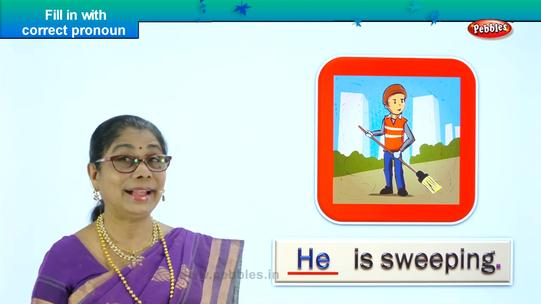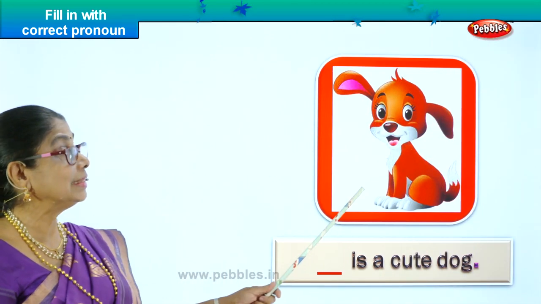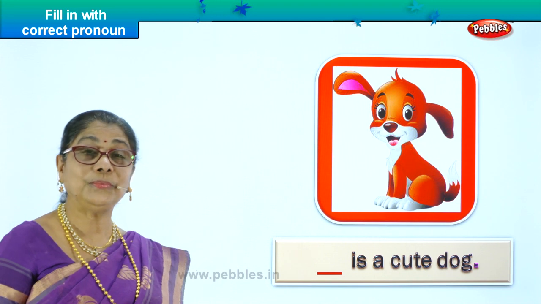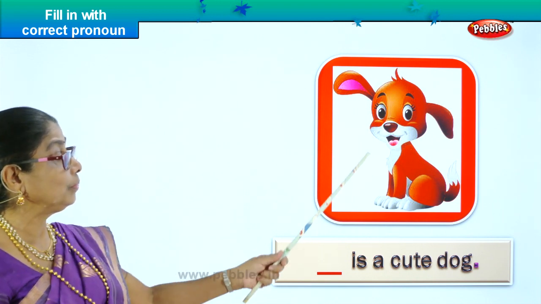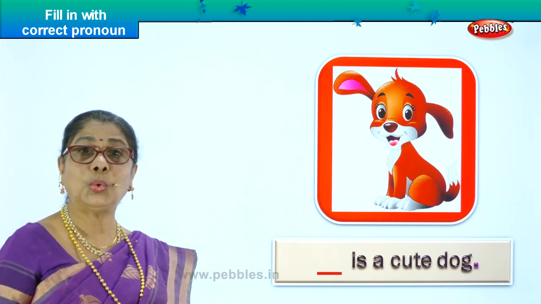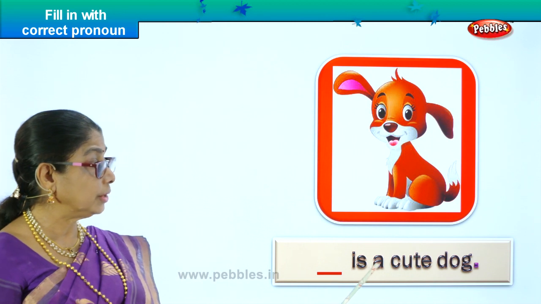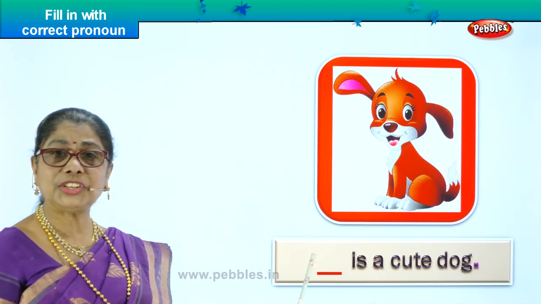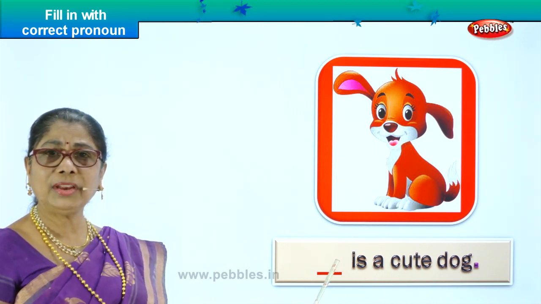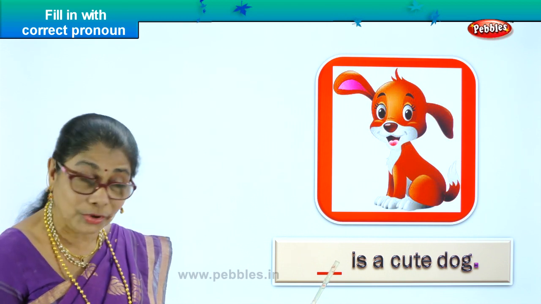Shall we look at another new picture? See what we have here. Somebody is sitting and looking at you. Very cute little thing. What animal is this? Is it a cat? No, a dog. So shall we write, she is a cute dog? Should we write she or he or it? What is the word we use here? We can use it. Very good.